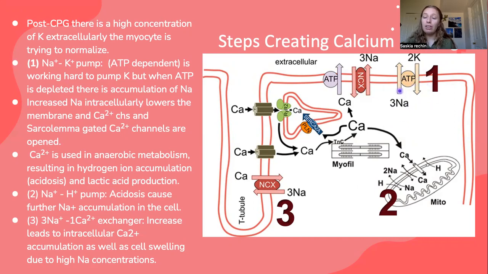So this shuts down and you get this overaccumulation of sodium intracellularly. Your overaccumulation of sodium intracellularly does a few things. One, it's going to lower your cell membrane potential, triggering these voltage-gated calcium channels to open, allowing calcium in. And then two, the use of sodium and calcium in your anaerobic metabolism will increase it. So you'll have a higher concentration of hydrogen intracellularly as well, making it an acidic environment.